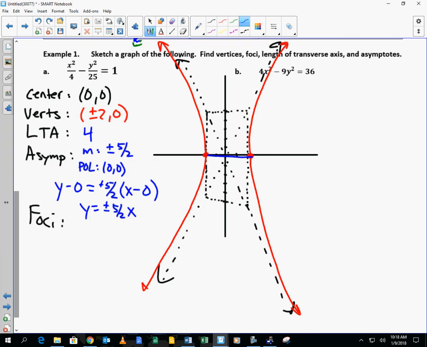Okay, foci. How do I find the foci? A squared plus b squared is c squared. Now, you guys, I want to be clear to you. Technically, in this problem, a squared is 4, but it doesn't matter, does it? Either way, you come up with c squared is 29. So therefore, c is equal to the root of 29, which, if you were to estimate the square root of 29, what would you estimate it as?